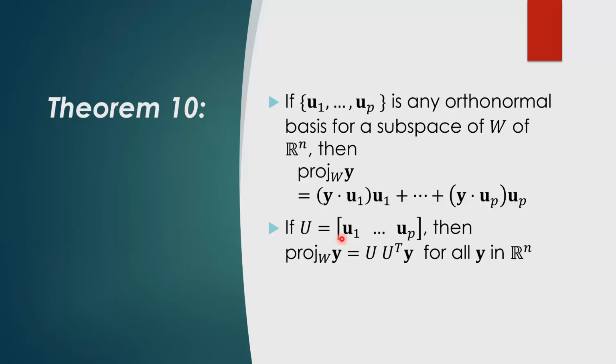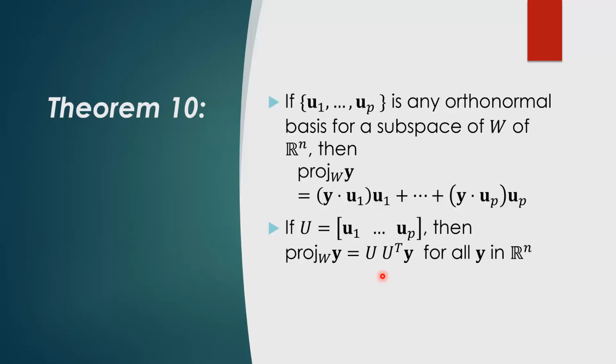So if U is a matrix with column vectors u1 through up, then another way to find this projection would be to take a look at the projection of y onto W, and these coefficients can be built up from U times U transpose.